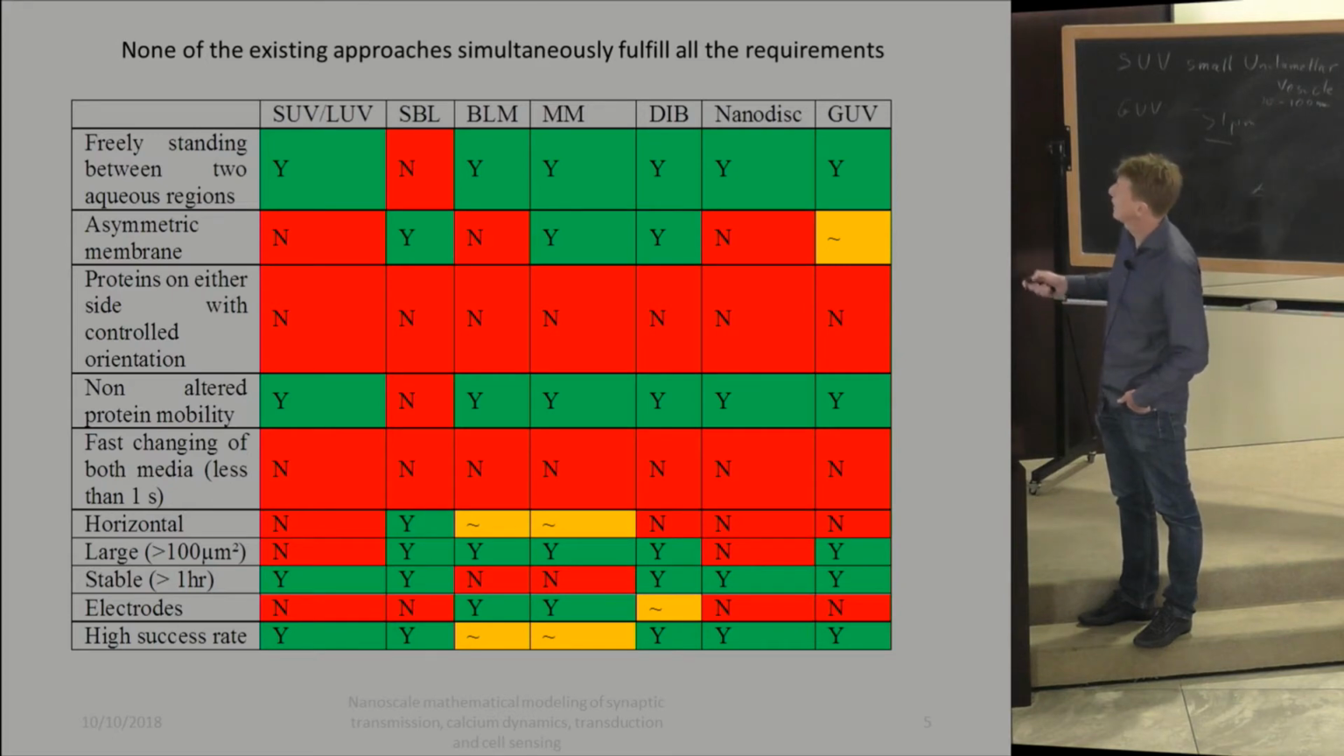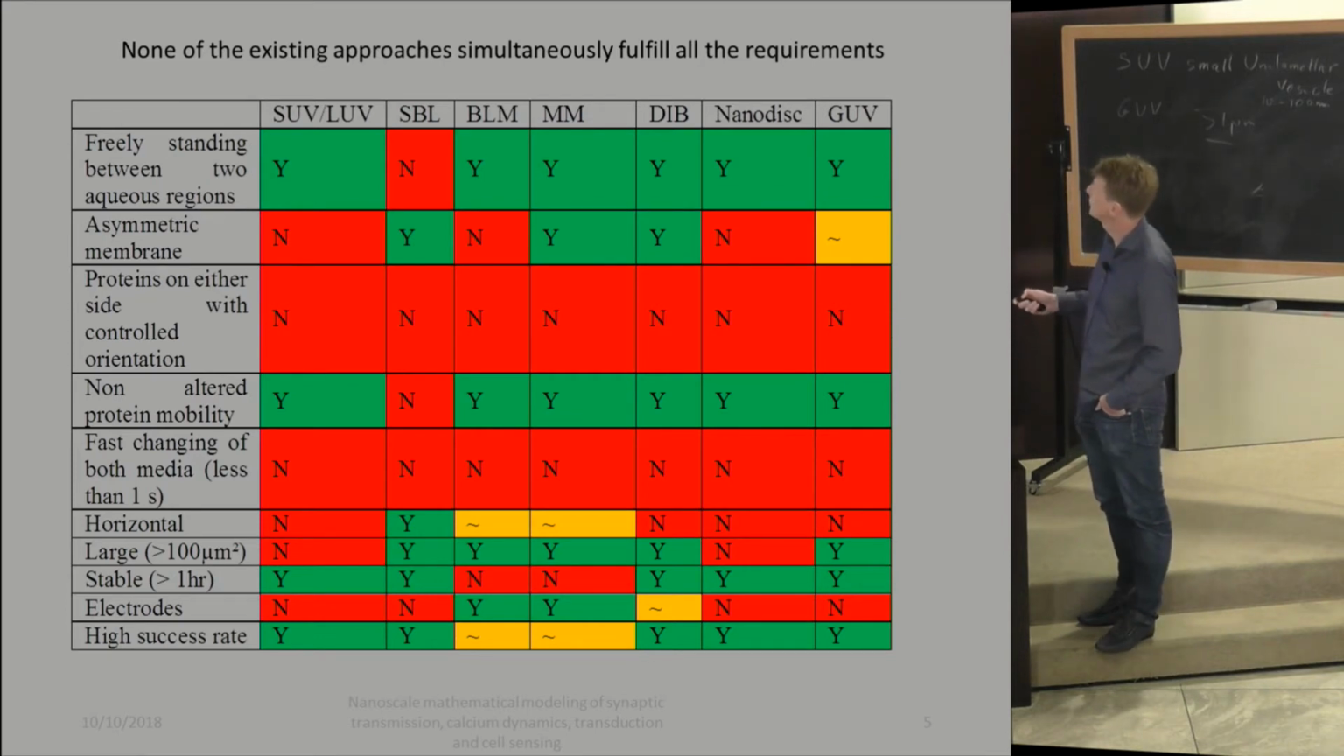So here it's a supported bilayer. It's not between two regions. You cannot put proteins facing the substrate. Usually the mobility is altered.